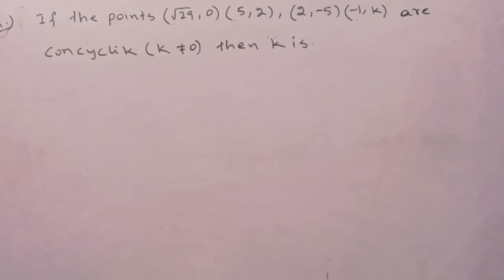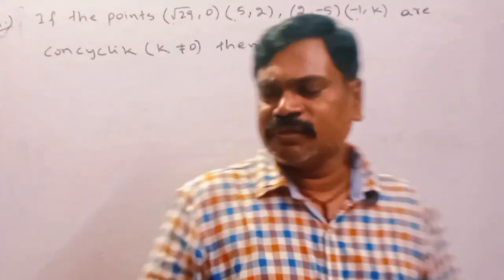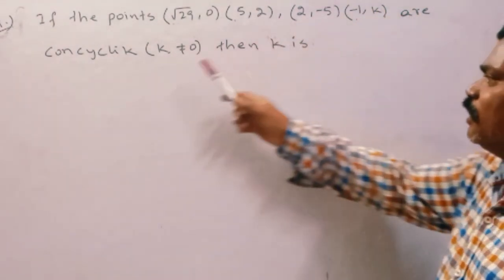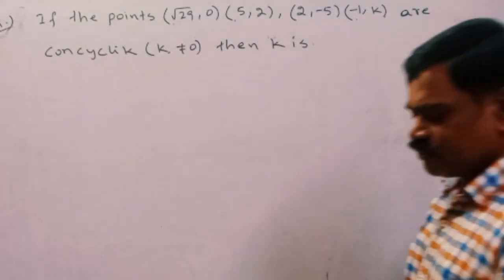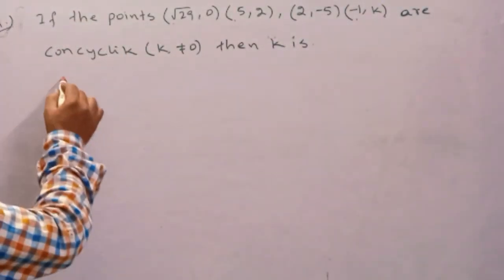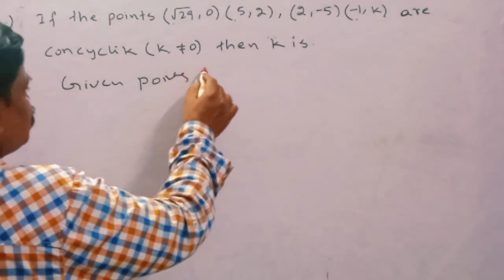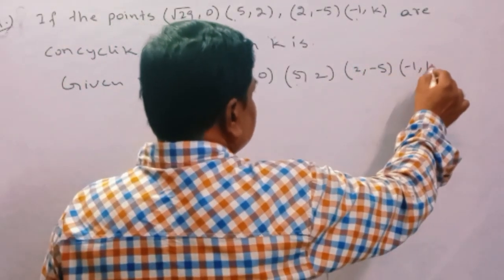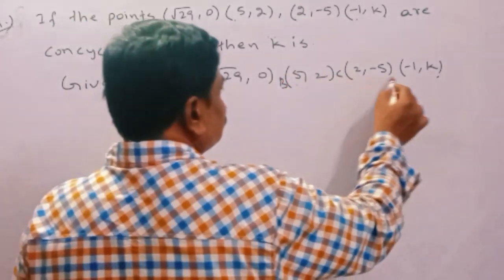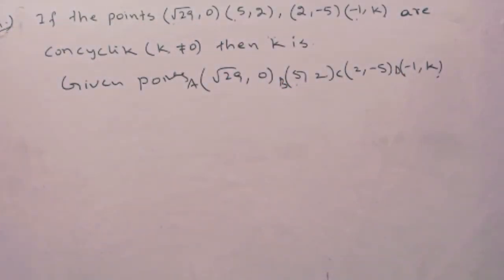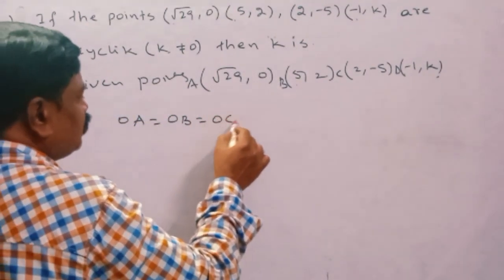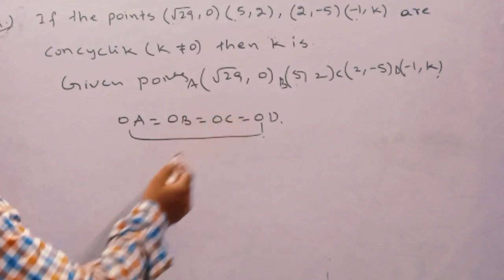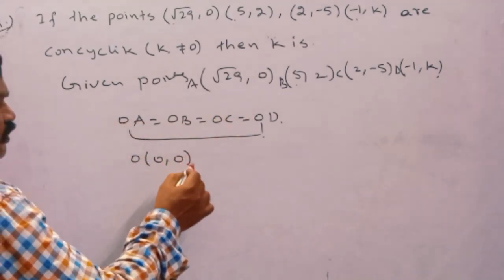Here we have a problem on circles. If the points root 29 comma 0, 5 comma 2, 2 comma minus 5, minus 1 comma k are concyclic, k not equal to 0, then k is equal to what? The given points are A, B, C, D. These are concyclic points, meaning OA equals OB equals OC equals OD, where O is the origin 0 comma 0.